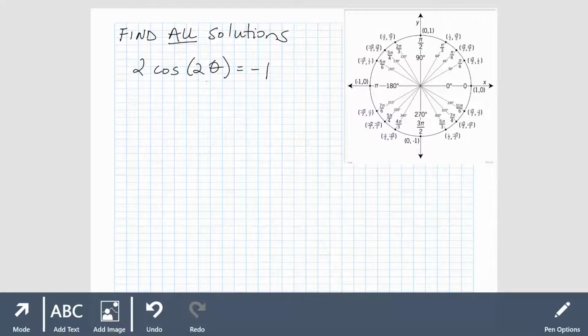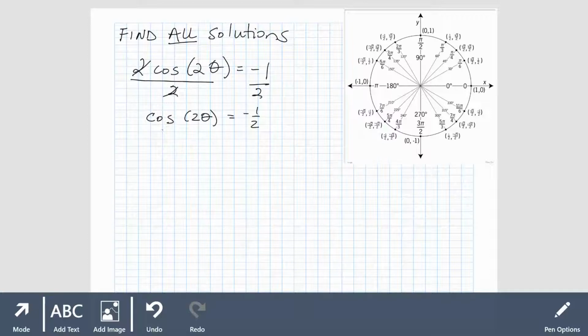So anything that's going on outside of the trig function, we get rid of using our reverse order of operations to solve the equation. Right now, 2 is being multiplied by the cosine function, and so we're going to start by dividing both sides of the equation by 2. So now what I have is that the cosine of 2 theta is equal to -1/2.